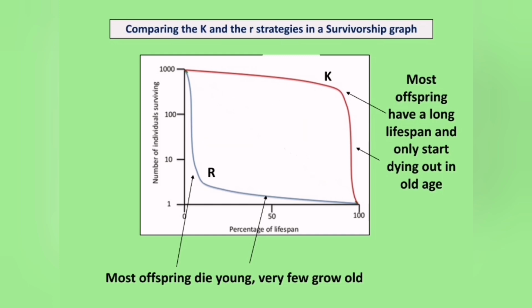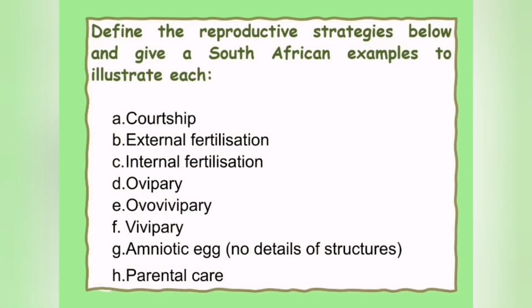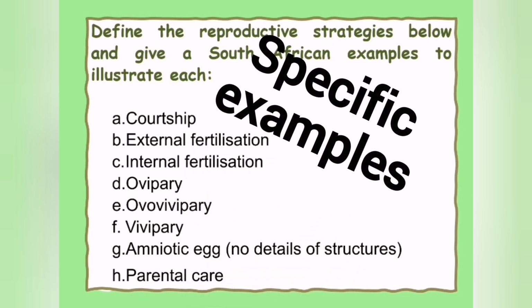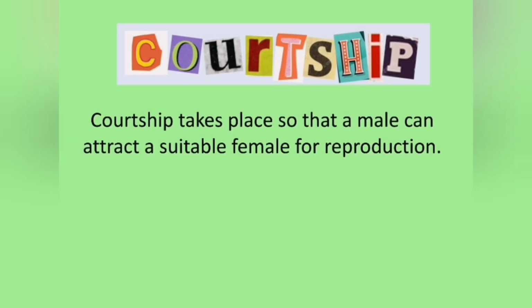Now, so far we've just spoken about the R strategist and the K strategist, but these are two basic big groups. And in these two groups, every species has differences. So even amongst the R strategists or amongst the K strategists, there's different types of strategies. And here are 8 different strategies that fit under the umbrella of the K or the R that you need to understand, you need to be able to define, and you need to give examples. So let's start with courtship.